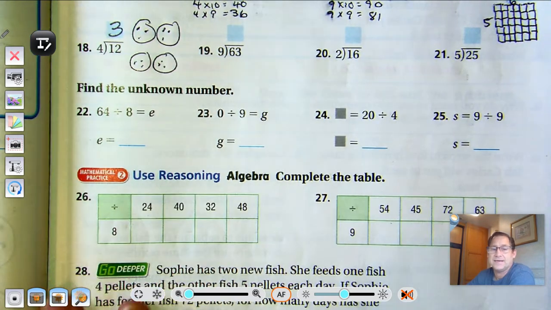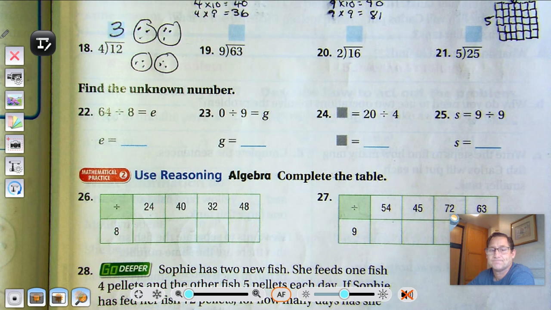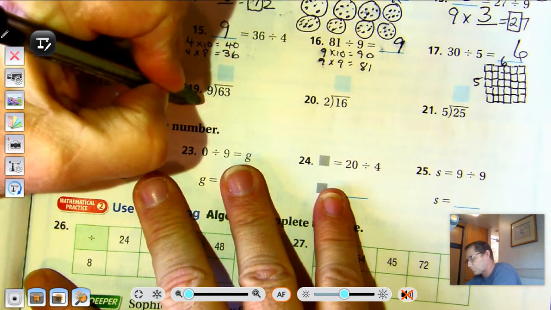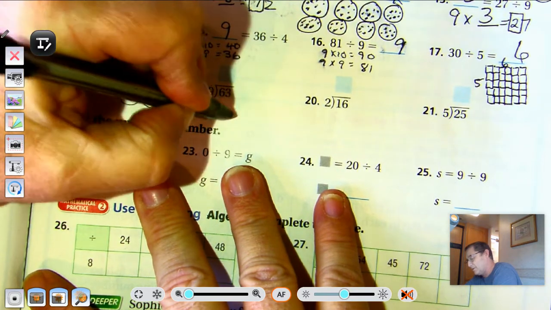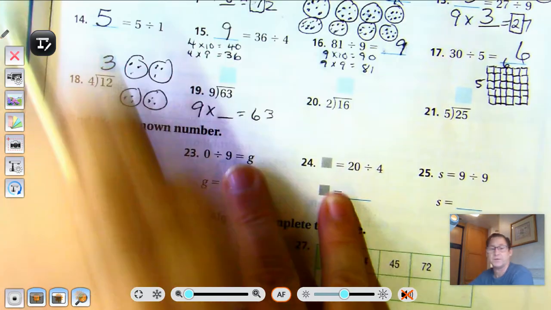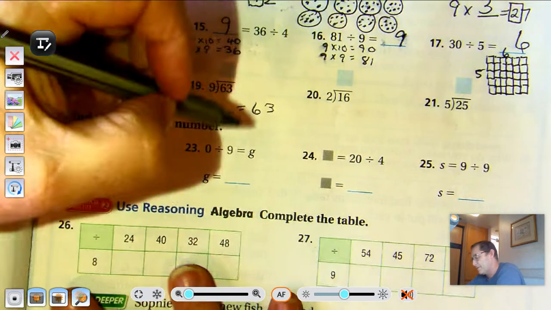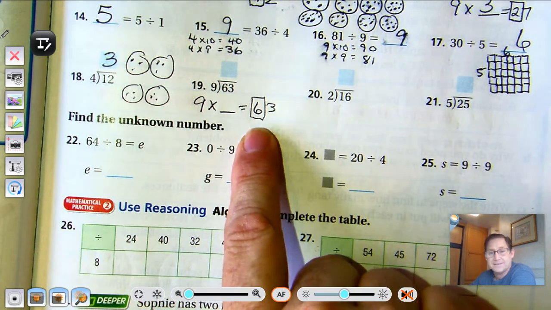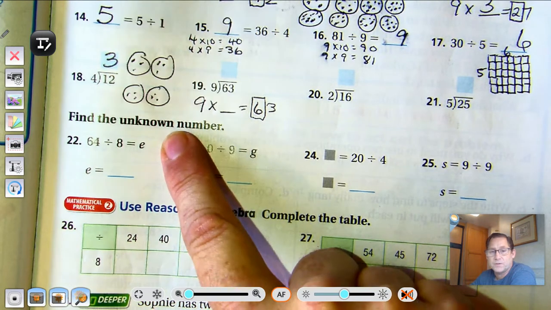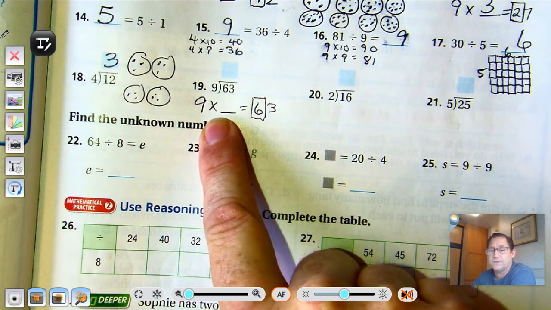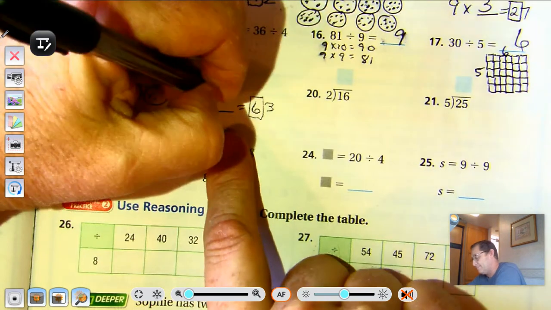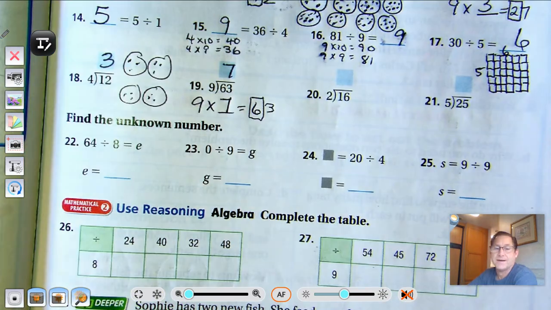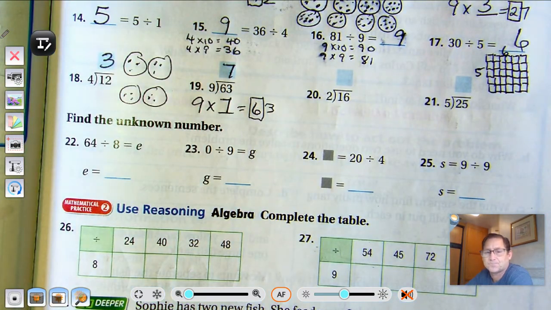63 divided by 9 is what? Well, I just really think it's easiest to use the multiplication strategy here of a related multiplication fact. And if I look here at the tens place, the number that I multiply by 9 will be 1 greater. 1 greater than 6 is 7. 9 times 7 is 63. So 63 divided by 9 is 7.